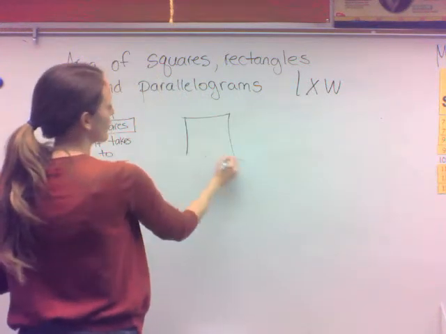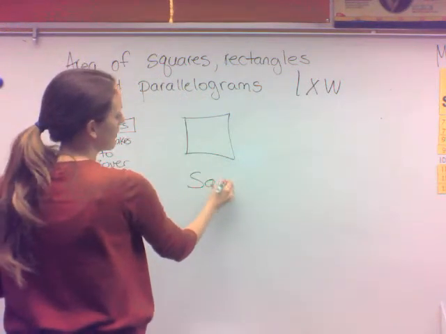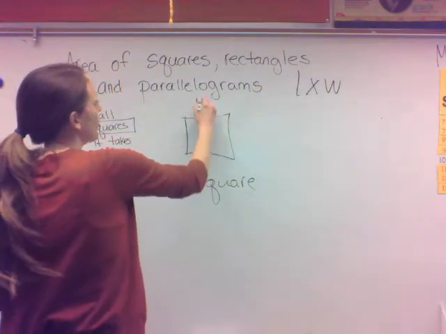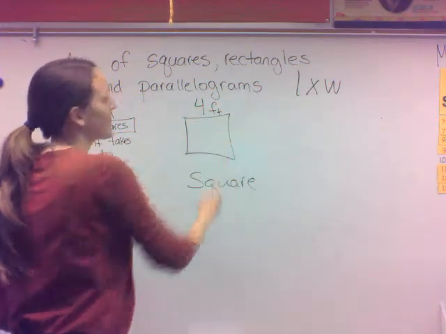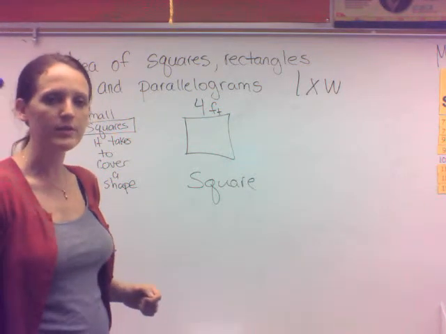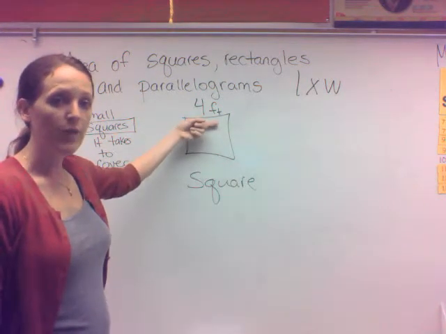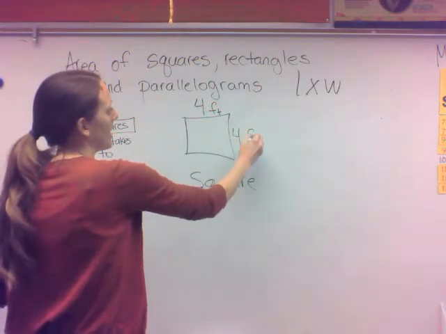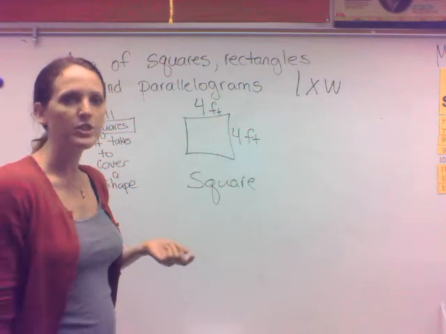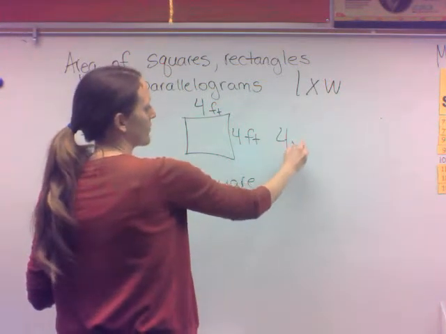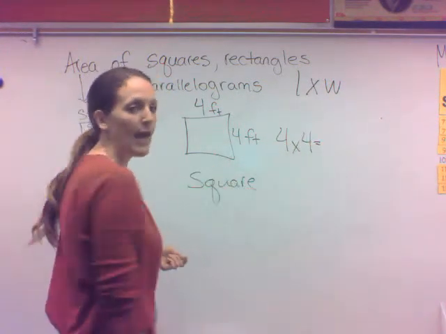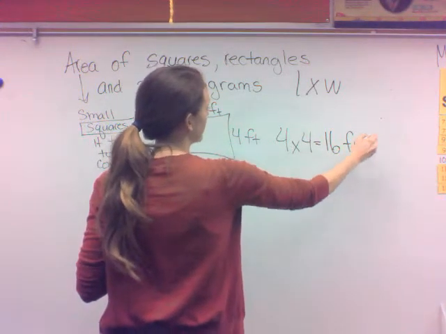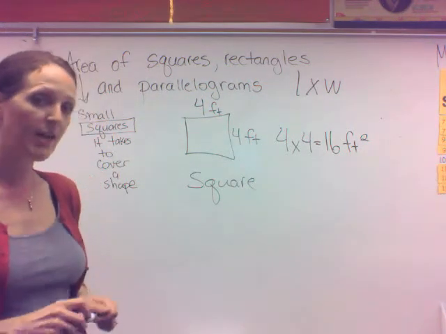What happens if you're told this is a square, because they don't try to trick you, they'll always tell you it's a square, and you're told that this is 4 feet. Well, what do you know about squares? You should know that if the top is 4, then a side is 4. And based on what we just did, you should know that you just have to multiply them together, and 4 times 4 gives you 16 feet squared. And that's how we find area.